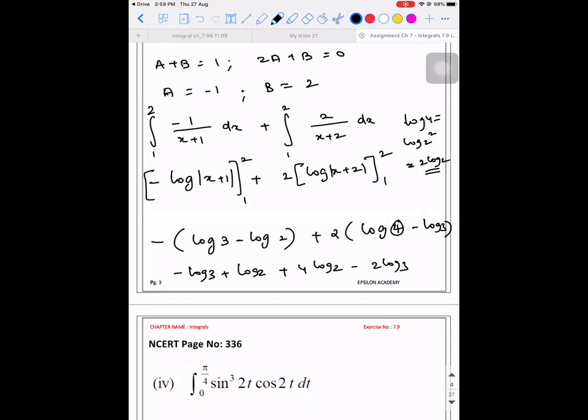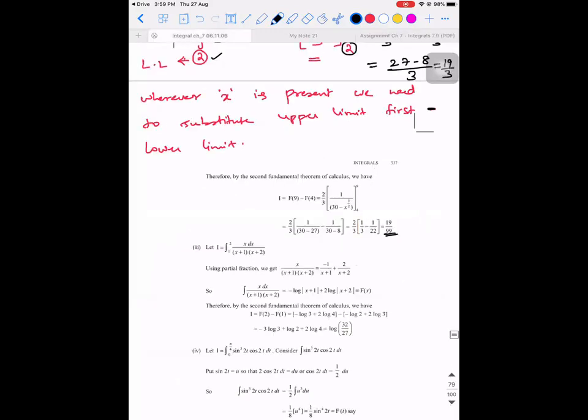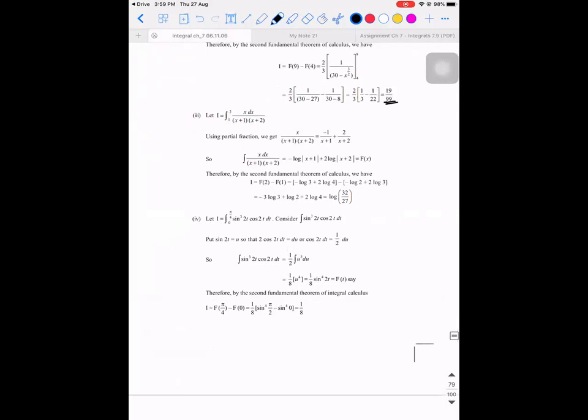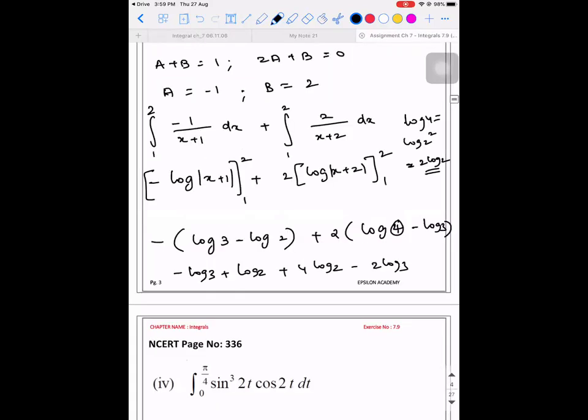No need to find all the decimals. You can leave it in log itself. We don't need the exact answer. Okay, sir. Shall I move on to the next one? 1 minute, sir.